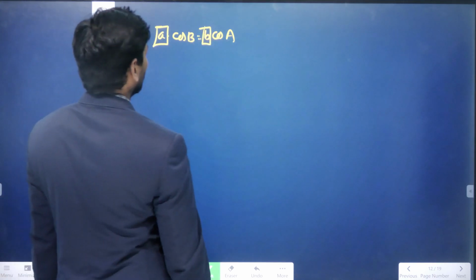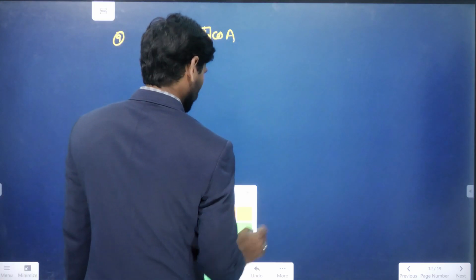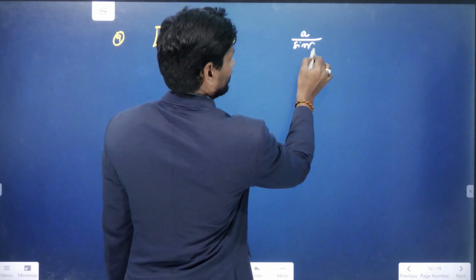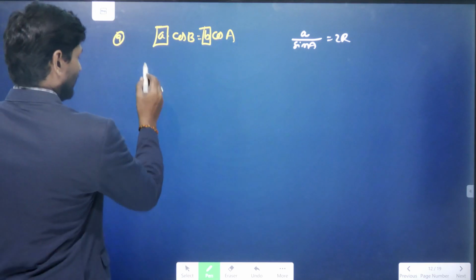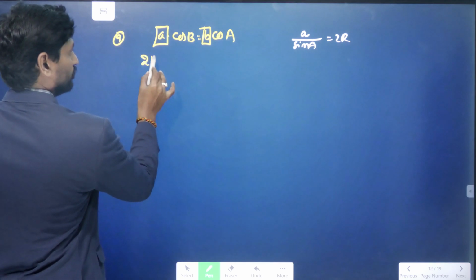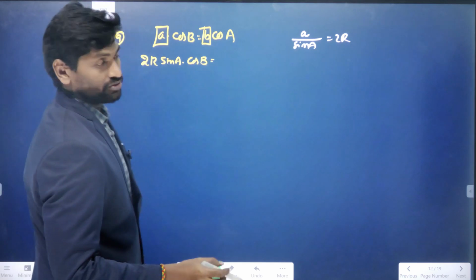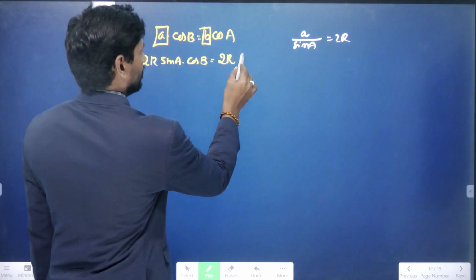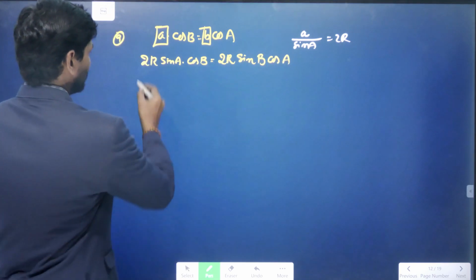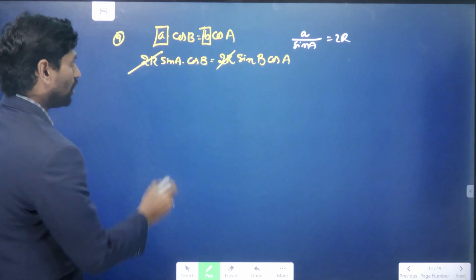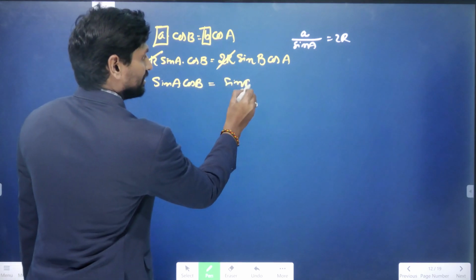In the place of A, I am writing the formula: A by sine A equals 2R, and B by sine B equals 2R. So in the place of A, I can write 2R sine A into cos B, that is equal to B, which I can also write as 2R sine B cos A. Both sides 2R cancel. What remains is sine A cos B equals sine B cos A.